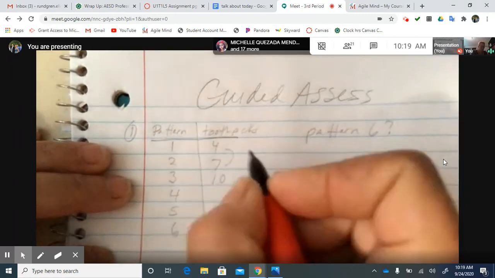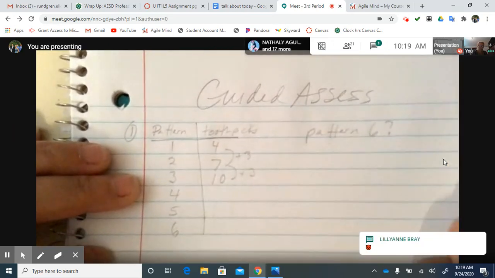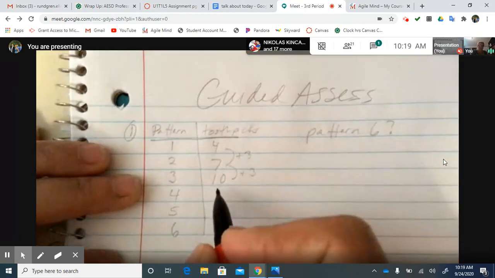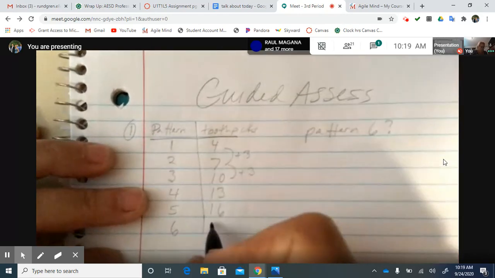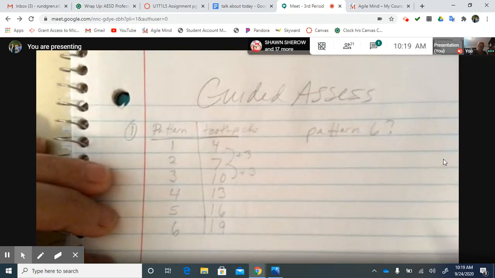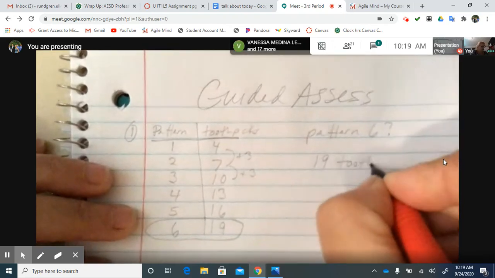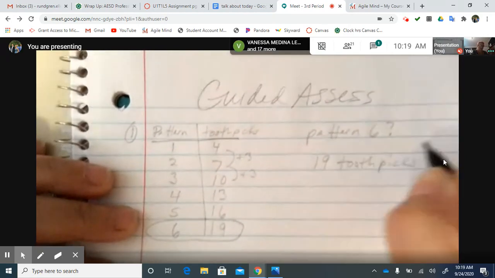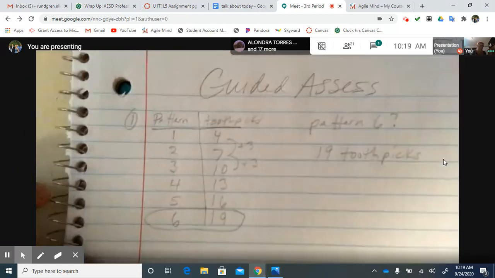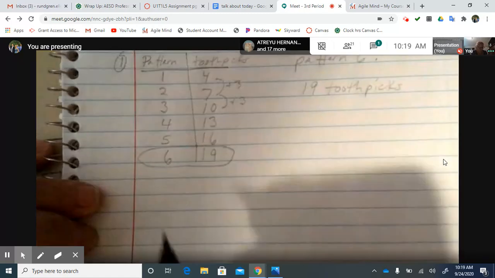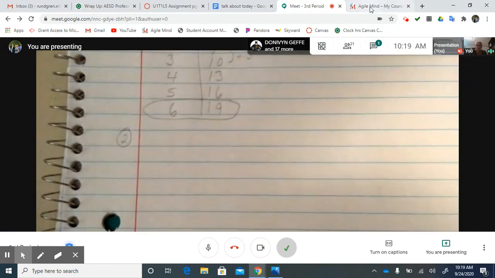Okay, so I can see over here that I am adding on 3 toothpicks each time. So after 10, if I add 3 toothpicks on, I've got 13, 16, 19. So for pattern 6, we'll have 19 toothpicks. All right, let's go to question 2.